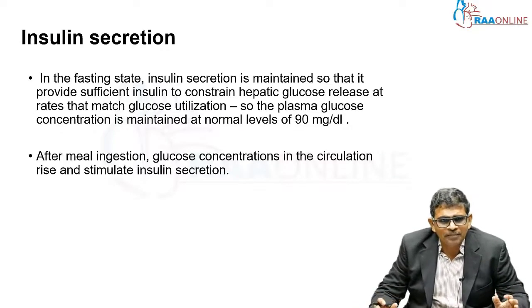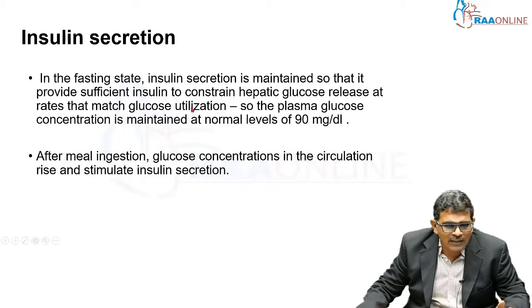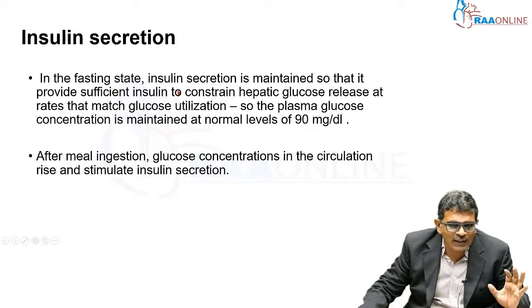So, insulin secretion in the fasting state is maintained so that it provides sufficient insulin to constrain hepatic glucose release at rates that match glucose utilization. Basically, insulin is secreted in the fasting state so that the plasma glucose concentration is maintained at a level of 90 milligram per deciliter. This is something which is constantly happening so that the blood sugar doesn't go above this in a basal condition. To maintain this level, insulin is secreted in a very continuous fashion.